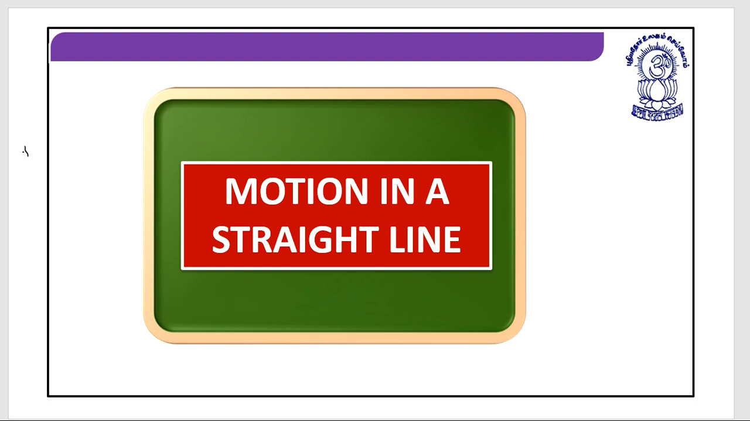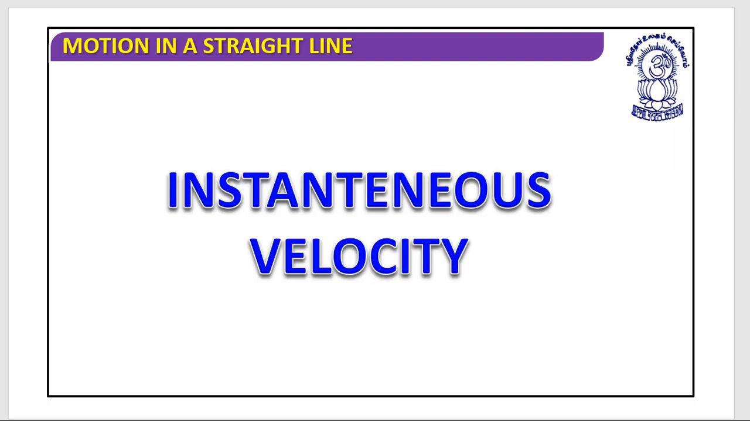In previous classes, we have studied about the average velocity and average speed. At that point of time, we discussed that there are two kinds of speed or velocity primarily. One was the average and another was the instantaneous. So let's today begin with the instantaneous velocity.